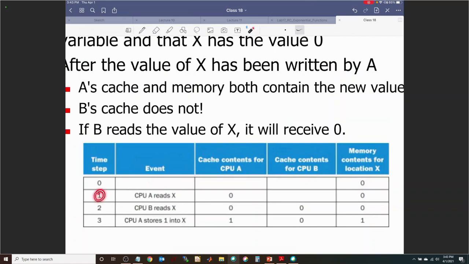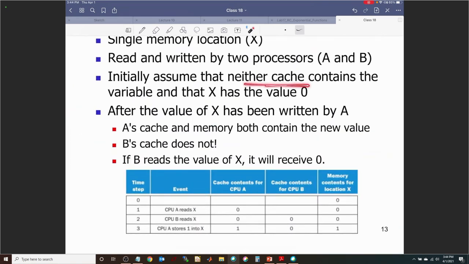In time step 1, let us suppose CPU A reads X. CPU A is going to say, all right, memory, can I read location X? And as we have assumed, it's not there in the cache. So CPU A is going to try to read it from its own private cache. It is going to be a cache miss because it's not there in the private cache of A. So it's going to have to fetch it from the memory. When it fetches it from the memory, that 0 is going to be copied over to the private cache of A. So this comes from here.